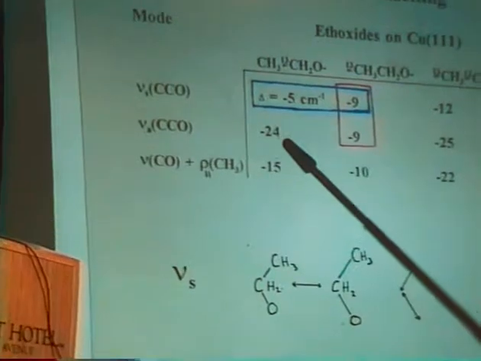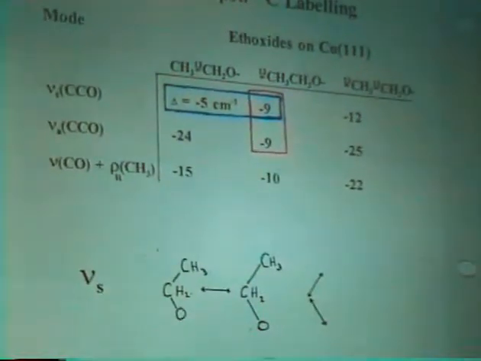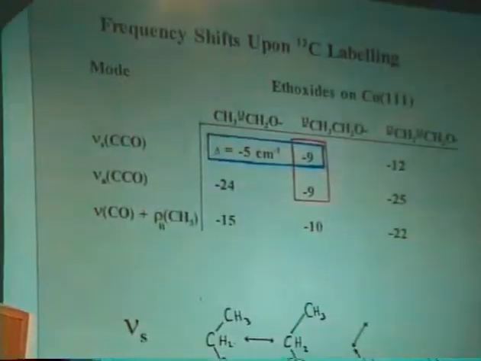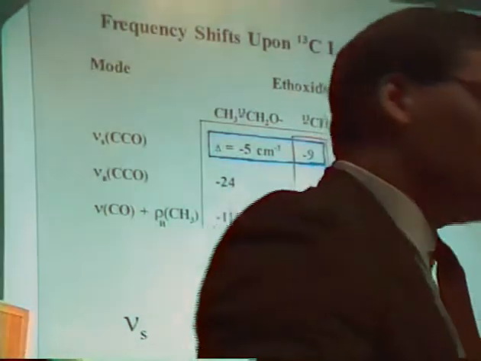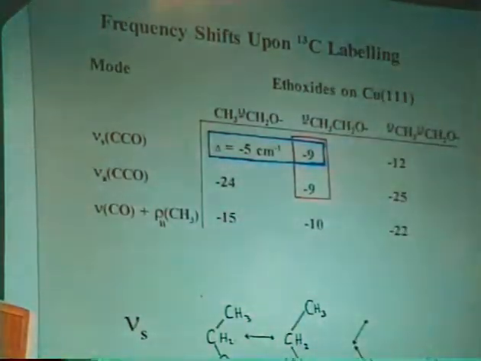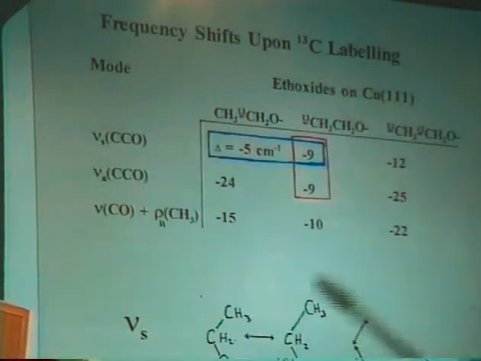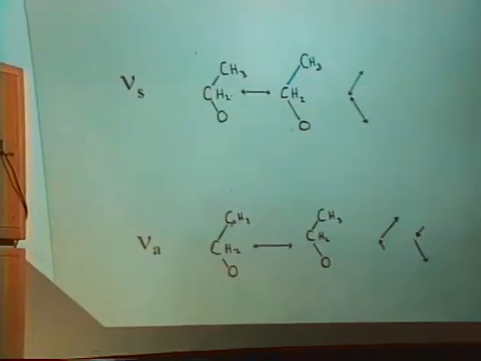The description in terms of symmetric and asymmetric CCO stretch is borne out, and even explains the very large shift upon labeling the methylene group for this mode here, the asymmetric mode. In the asymmetric mode, that carbon undergoes a very large amplitude of displacement, somewhat transverse to the sum of vectors along the displacements along the carbon-carbon and carbon-oxygen bonds.